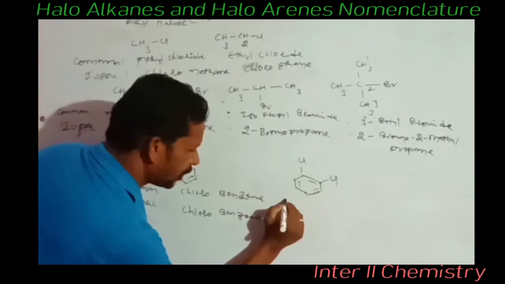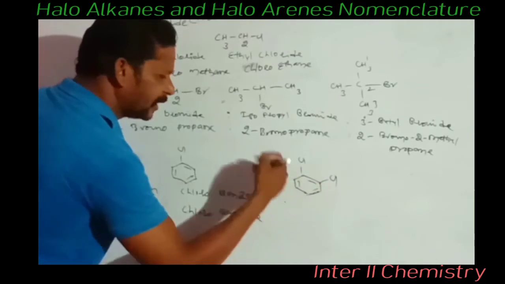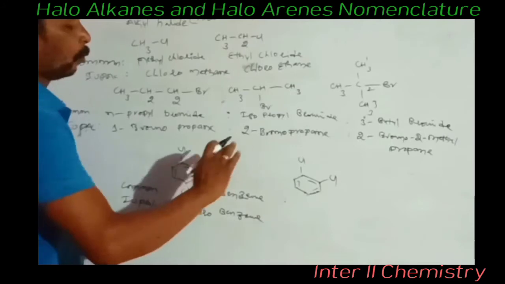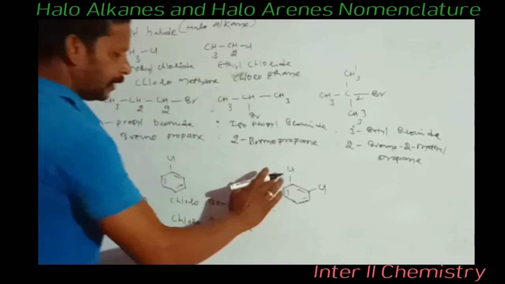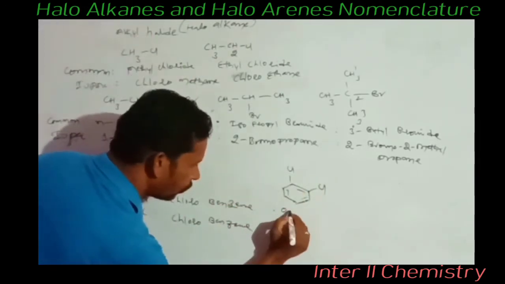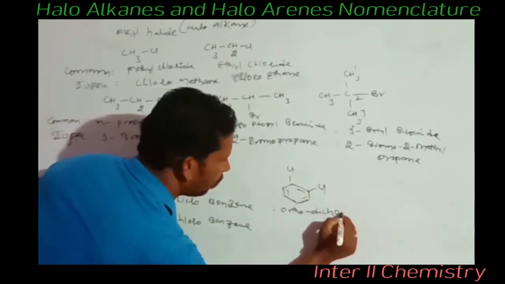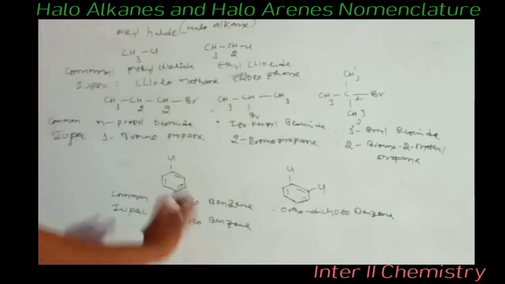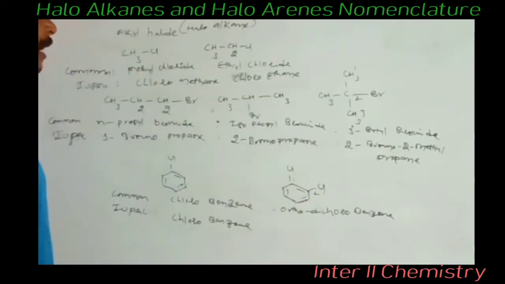So what is the common method I am writing here? We can write 1,2-dichlorobenzene. It is also called, in the common method, ortho-dichlorobenzene. Ortho means what? Here it is the first position and here the second position. The 1,2 positions are called ortho positions.